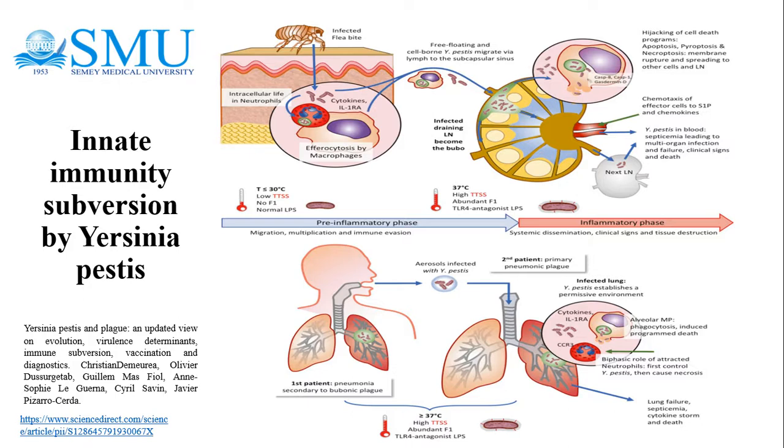Then macrophages phagocytose infected neutrophils in a cleaning process named efferocytosis. Within macrophages, Yersinia pestis can survive in autophagosomes, and it has recently been shown that Yersinia pestis is also capable of inhibiting phagosomal maturation by perturbing the host endosomal recycling pathway, allowing bacterial intracellular replication.